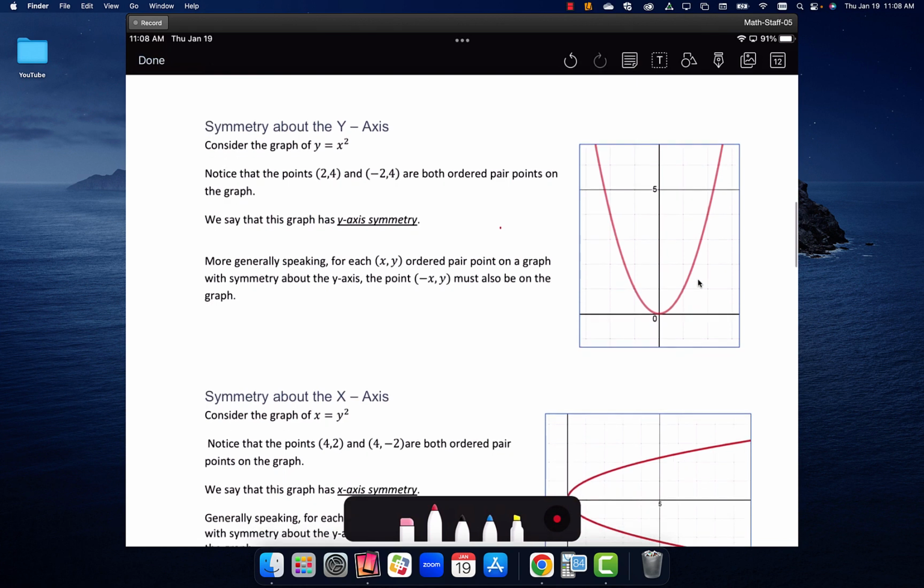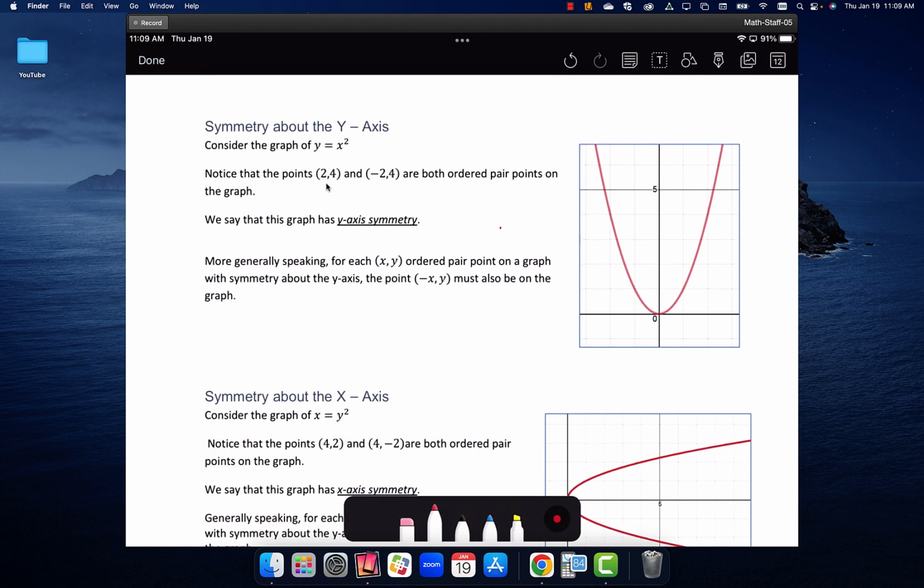Next, we'll look at symmetry. There's 3 kinds of symmetry that we're going to be focusing on. The first, symmetry about the y-axis. Consider the graph that we have here, y equals x squared. Notice that if you folded your paper or if you folded the screen along the y-axis, the curves would lie on top of each other. That's symmetry about the y-axis. You can sort of see a mirror image across the y-axis.